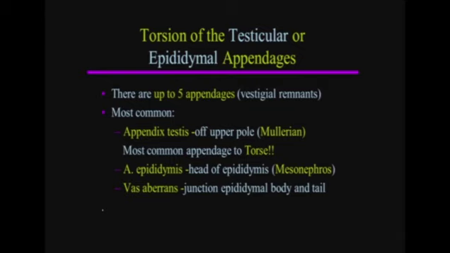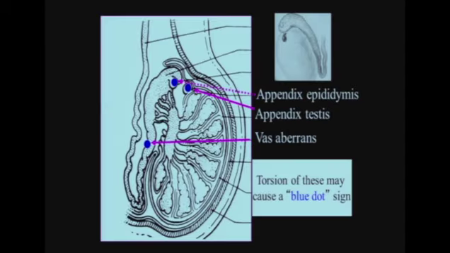There are up to 5 appendages which are vestigial remnants within the scrotum. The most common one is the appendix testes. It's seen off the upper pole of the testicle and is a Mullerian duct remnant. It's the most common appendage to torse. There's an appendix epididymis, which is at the head of the epididymis and is of mesonephric origin. And there is an appendage called the vas aberrans, which is at the junction of the epididymal body and tail. And these are the 3 that one should be most concerned about, that they may or may not torse.